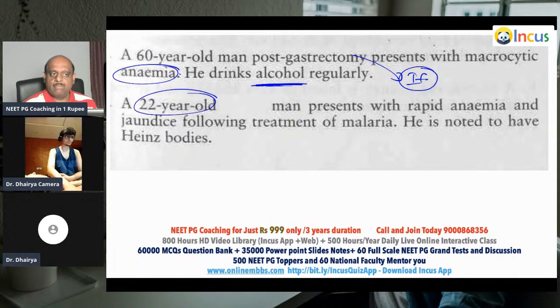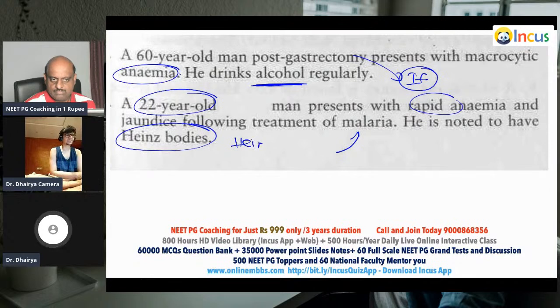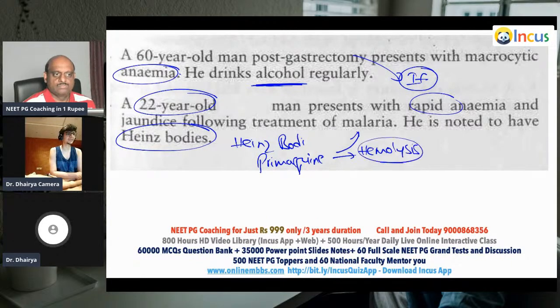A 22-year-old man with rapid anemia after being treated for malaria presents with Heinz bodies. So, what is your diagnosis, doctor? Heinz bodies along with anemia after treatment of malaria. In malaria, especially in Vivax malaria, we have to give something known as primaquine. Primaquine is a definitive cure for malaria. However, primaquine causes hemolysis in G6PD deficient people. This patient has G6PD deficiency. Again, the patient is a male, which goes more in favor of G6PD deficiency.